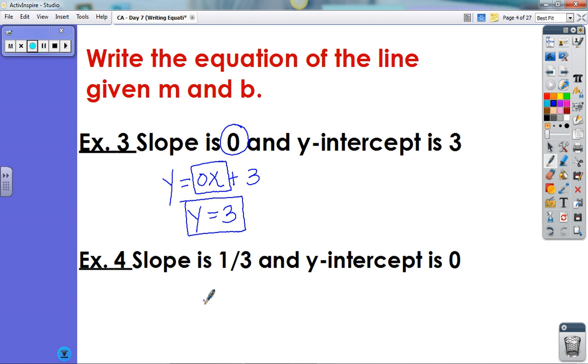If I have a slope but I don't have a y-intercept, then it's going to look like this, where I have a y-intercept of 0, and it's just going to end up like that. So just be careful where you're plugging in the 0 and make sure it's the appropriate spot.